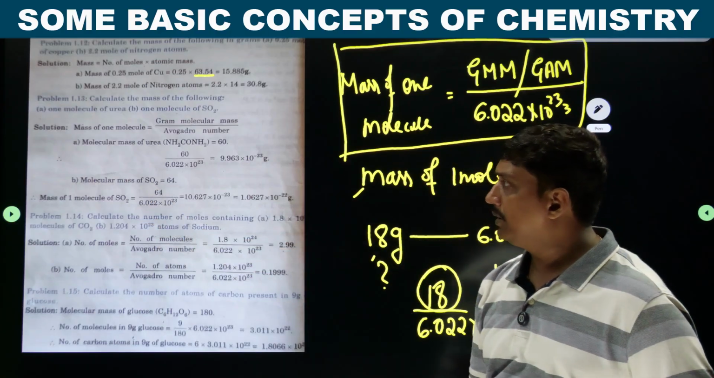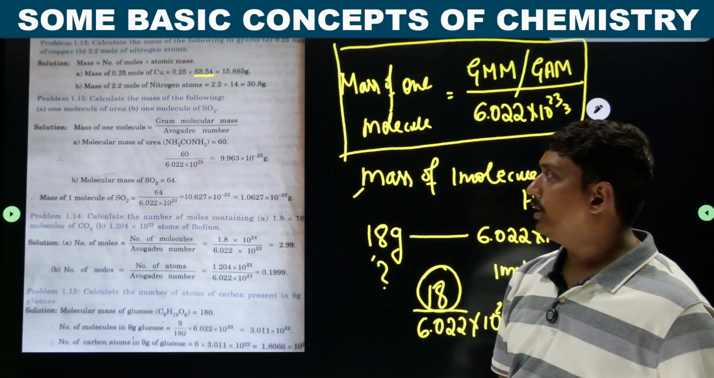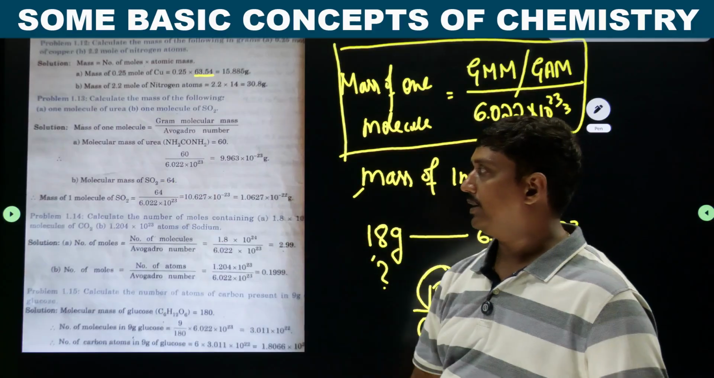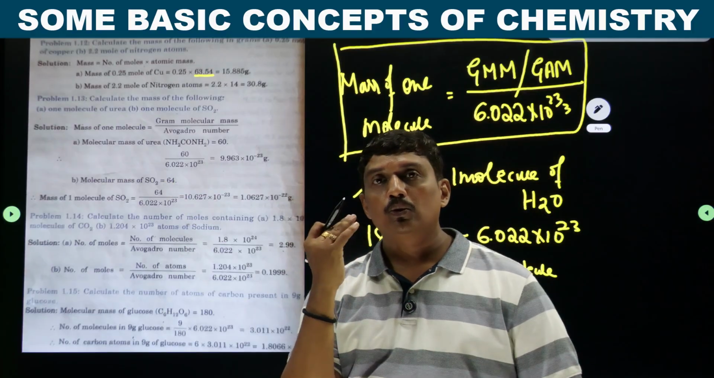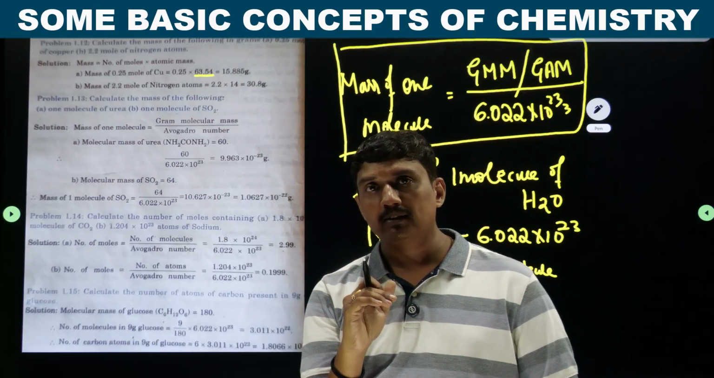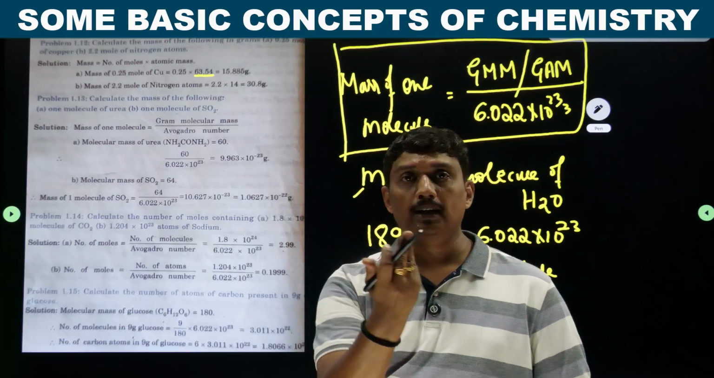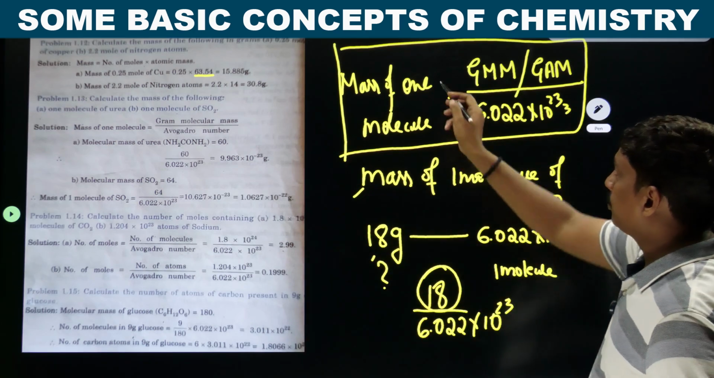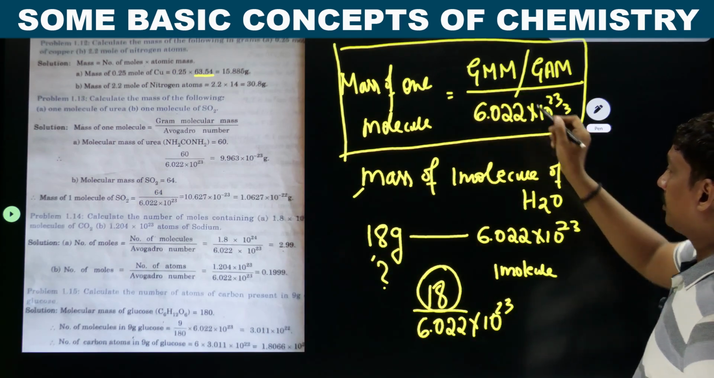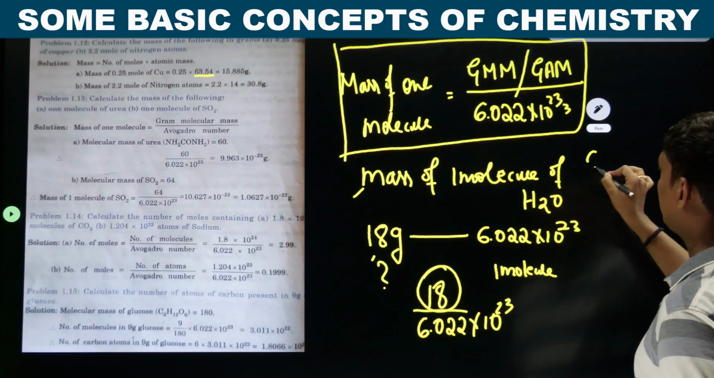And one more example. It is given that the molecular mass of sulfur dioxide is 64. So the molecular mass of sulfur dioxide is 64. What is the mass of one molecule of sulfur dioxide? Very simple. Use this formula, gram molecular mass. What is the gram molecular mass? 64.